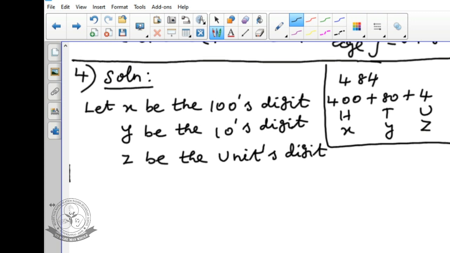Unit digit. Okay, now we have to assume like this: let x be the 100s digit, y be the tens digit, and z be the unit digit. So we have to form the 3-digit number.